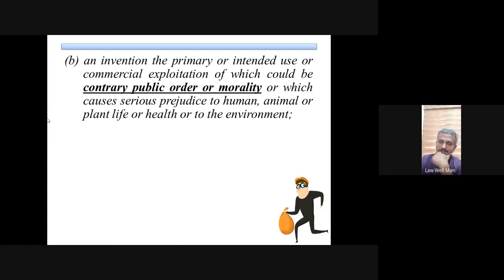There is an invention, and the primary or intended use. Your interpretation has a major role to play. I do understand it's not very indicative. It's not without confusion, but still it gives some sense. 3B says, an invention, the primary or intended use or commercial exploitation of which could be contrary to public order or morality, or which causes serious prejudice to human, animal, or plant life or health, or to the environment.